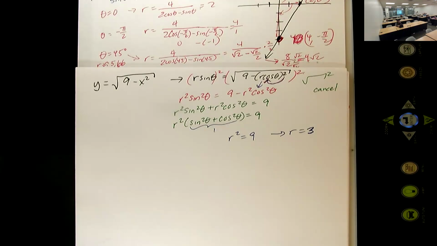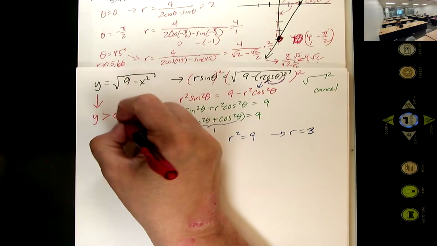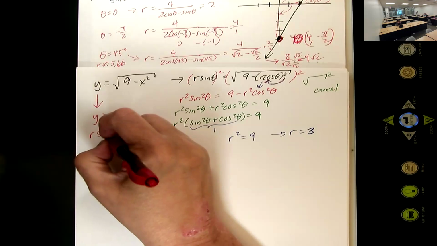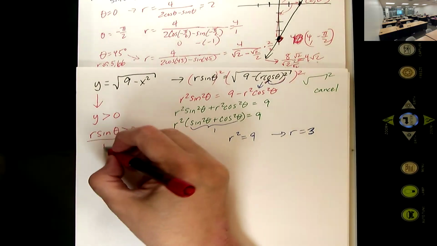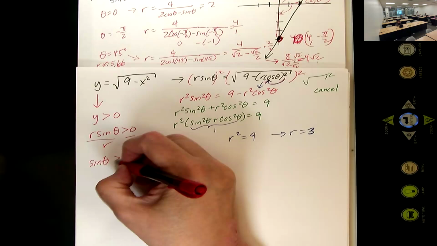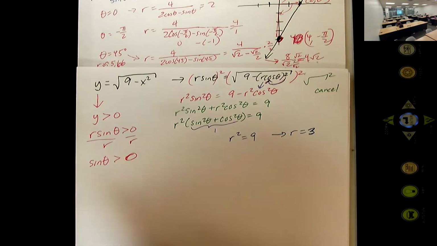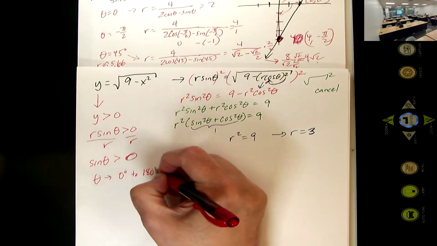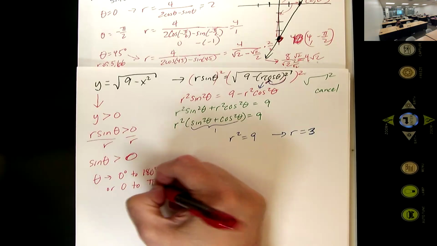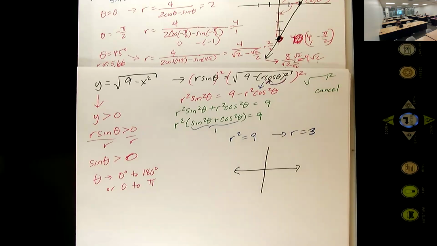But there is an implied theta from here. Y is equal to the square root, so y is greater than 0, which means r sine theta is greater than 0. And if I divide by r, sine theta has to be greater than 0, which means theta is going from 0 to 180, or 0 to pi. Which means it's a circle of radius 3, but it's only the top half of the circle.